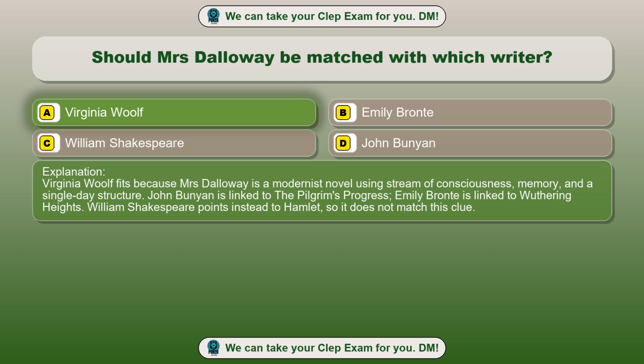Virginia Woolf fits because Mrs. Dalloway is a modernist novel using stream of consciousness, memory, and a single-day structure. John Bunyan is linked to The Pilgrim's Progress, Emily Bronte is linked to Wuthering Heights. William Shakespeare points instead to Hamlet, so it does not match this clue.